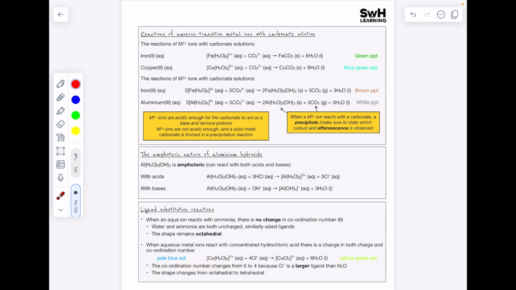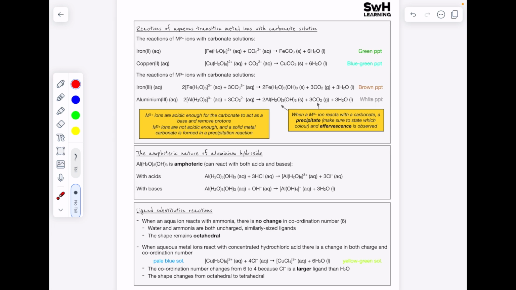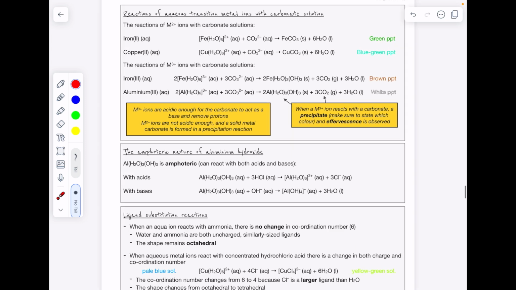That last column then dealt with the sodium carbonate solution reactions with aqueous transition metal ions. So we'll take our metal 2+ ions, such as iron 2 and copper 2. Here are example equations of them reacting with the carbonate ion. The iron 2, as anticipated, produces a green precipitate. Copper 2 produces a blue-green precipitate.